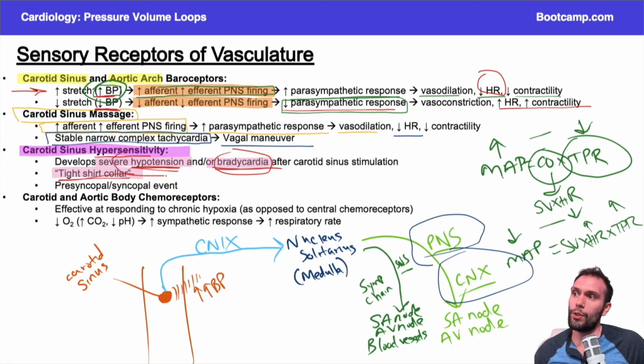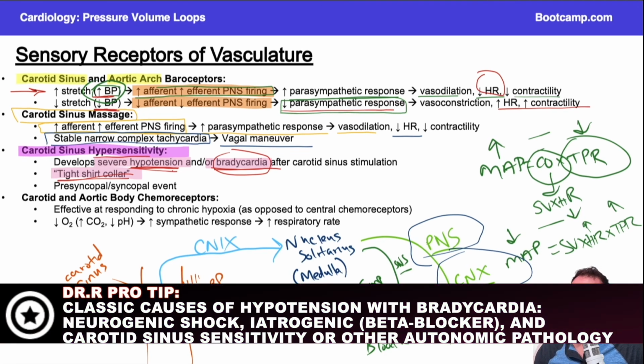This is also what you see with neurogenic shock. You see hypotension in the setting of bradycardia. Always look, when you have a hypotensive patient, if you don't see them tachycardic, there is a problem, right? They should be tachycardic. Otherwise, this might be neurogenic shock or carotid sinus hypersensitivity syndrome.